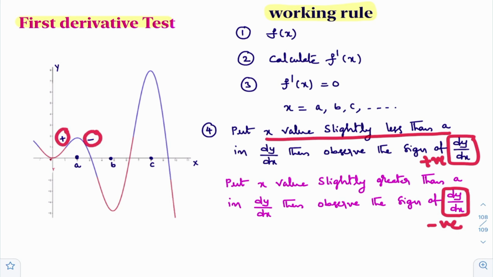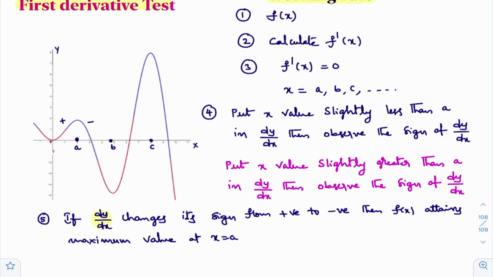If dy by dx changes from positive to negative, we can say that the function attains maximum value at x equal to A. You observe, I have written the same thing. Dy by dx changes its sign from positive to negative, then f of x attains maximum value at x equal to A. And what is the maximum value? The maximum value is f of A.